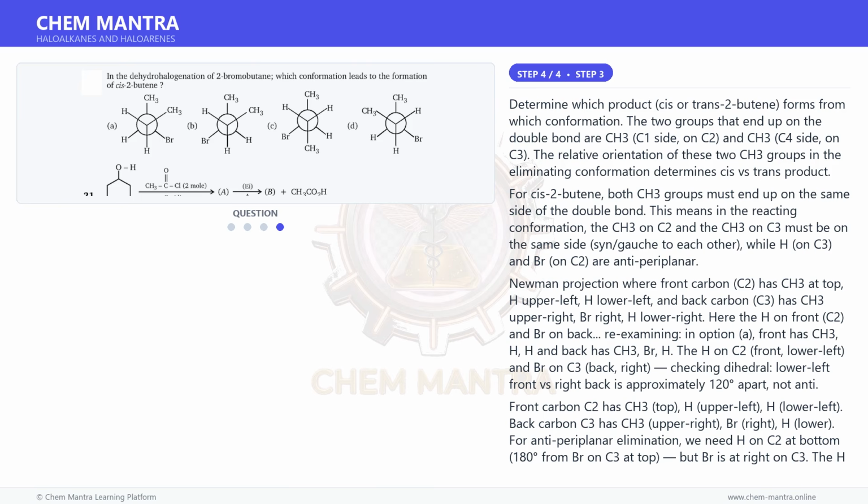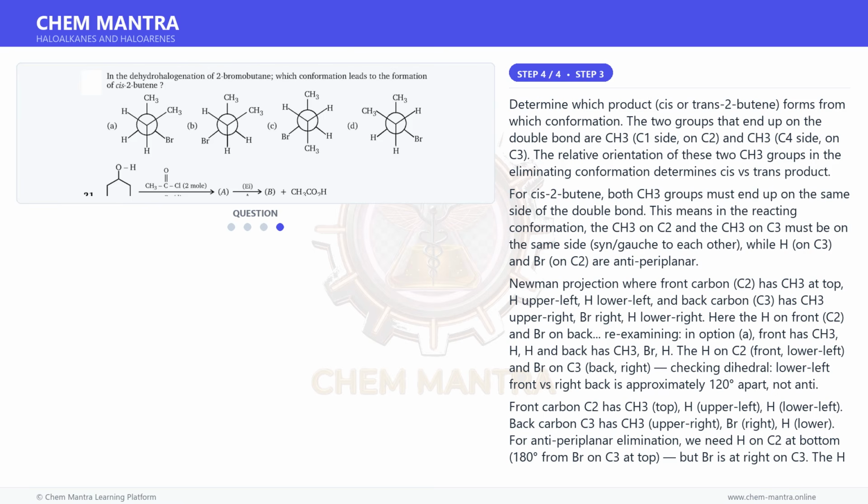The H on C2 at lower left is roughly anti to CH3 on C3 at upper right. The H on C2 at upper left is roughly anti to H on C3 at lower. Neither H on C2 is perfectly anti to Br. However, for option A, the conformation shown has the two CH3 groups, C1 methyl on C2 at top and C4 methyl on C3 at upper right. They are gauche to each other, 60 degrees apart.